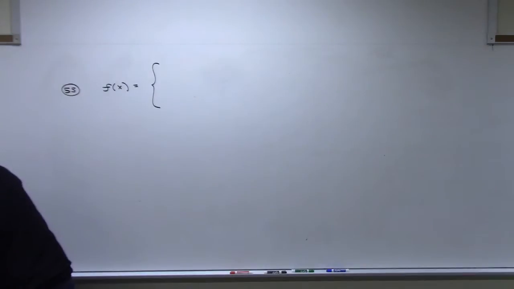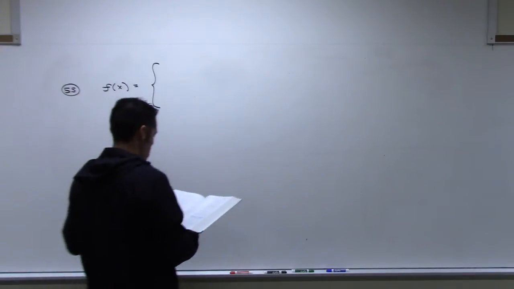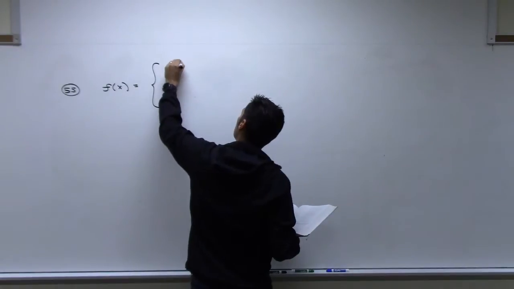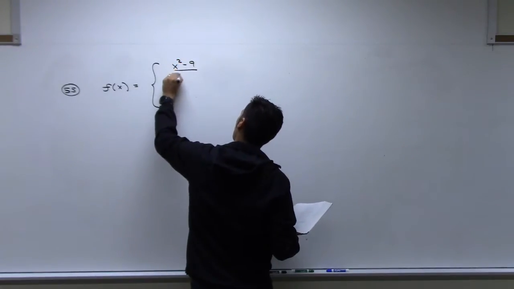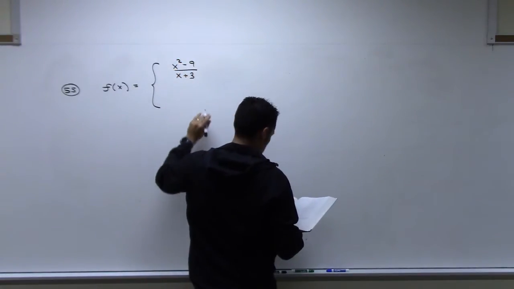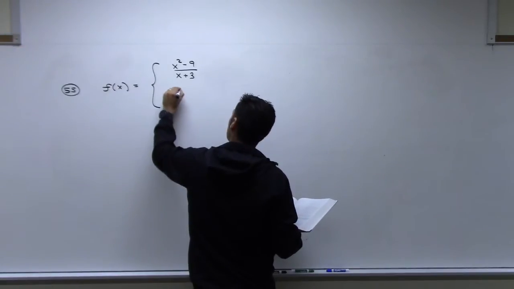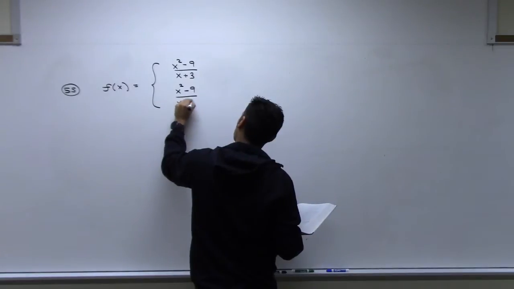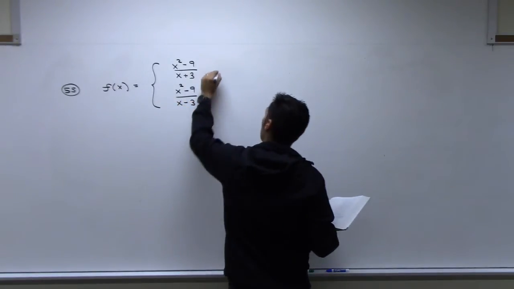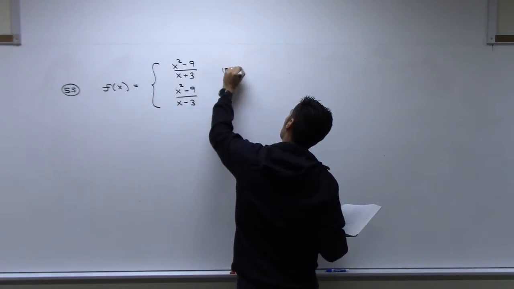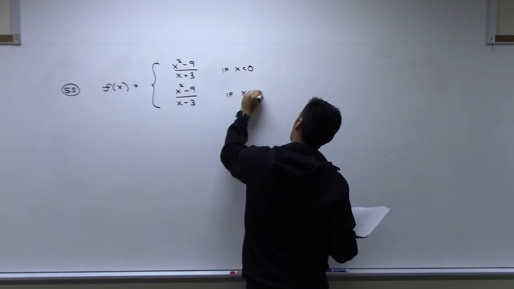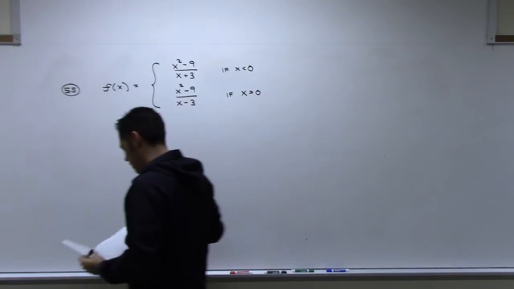All right, things are gonna start getting a little bit bumpy here. We have f of x is x squared minus 9 over x plus 3, and then x squared minus 9 over x minus 3. This is what happens if x is less than 0, and this is what happens if x is greater than 0.